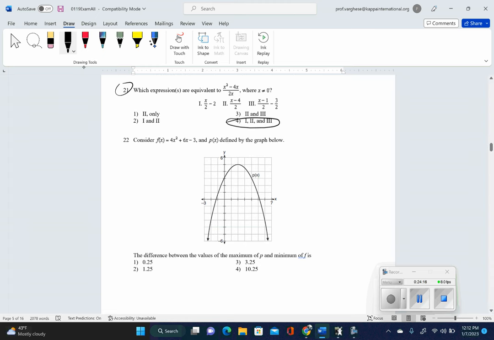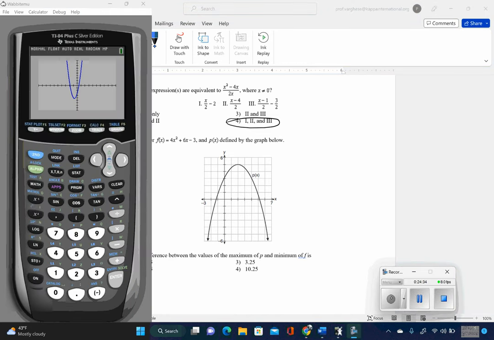All right, the next one. The difference between the values of the max of p and the min of f is, okay, we could do this, max and min. We could do this question. So this goes under Y1. I will do this one with you.